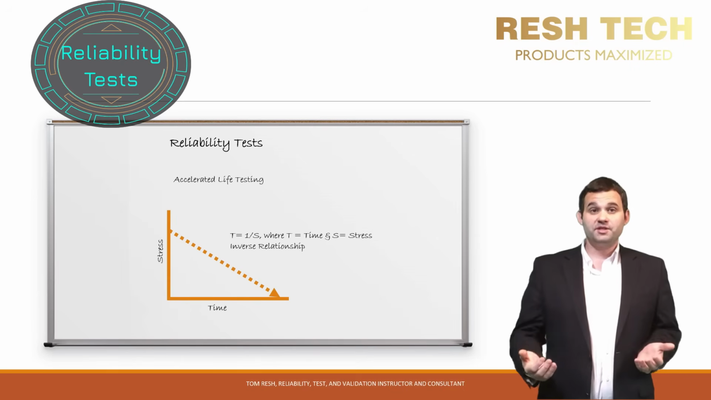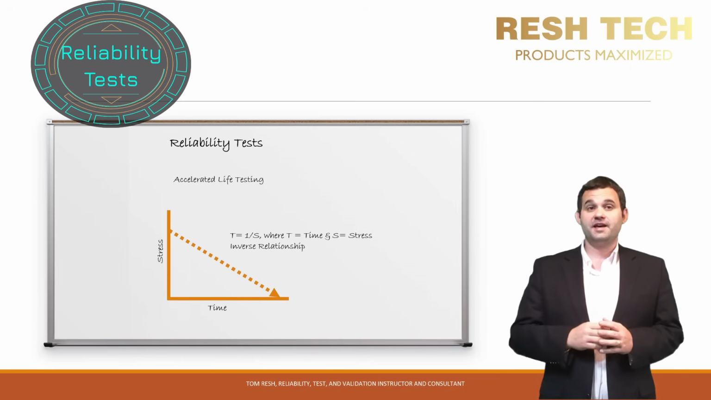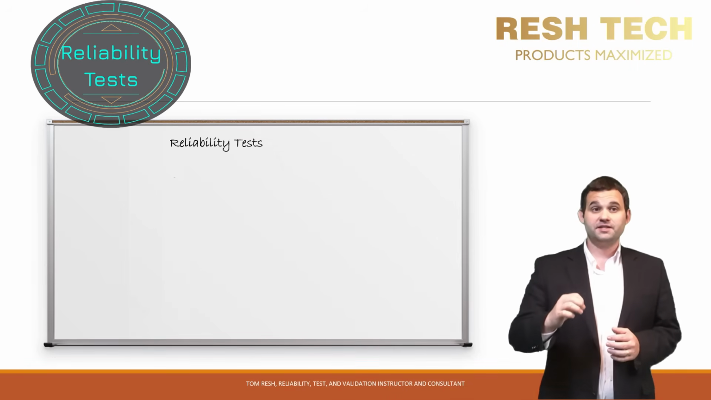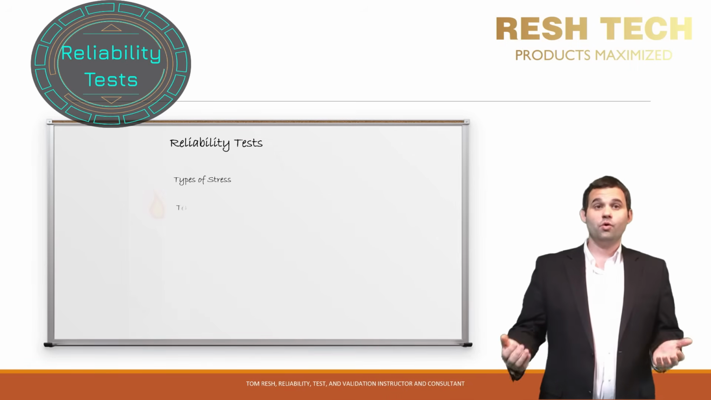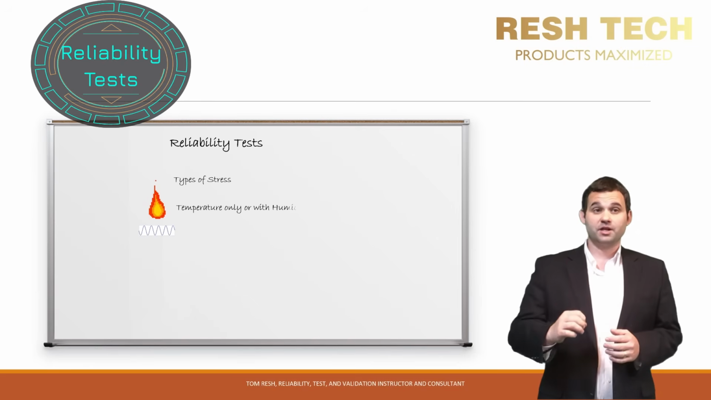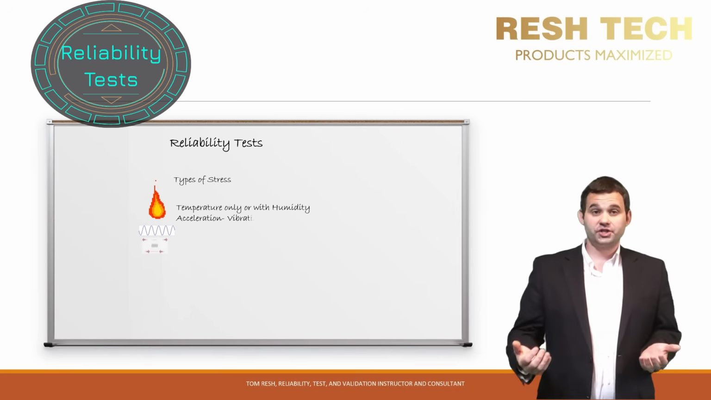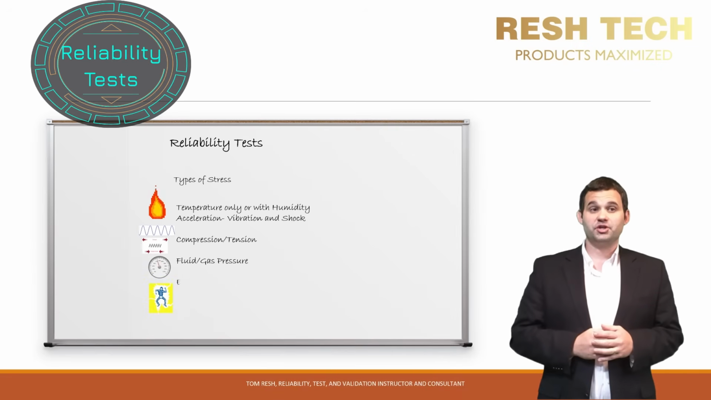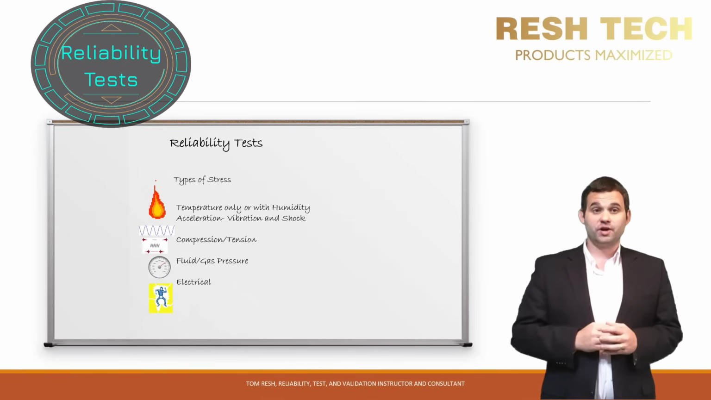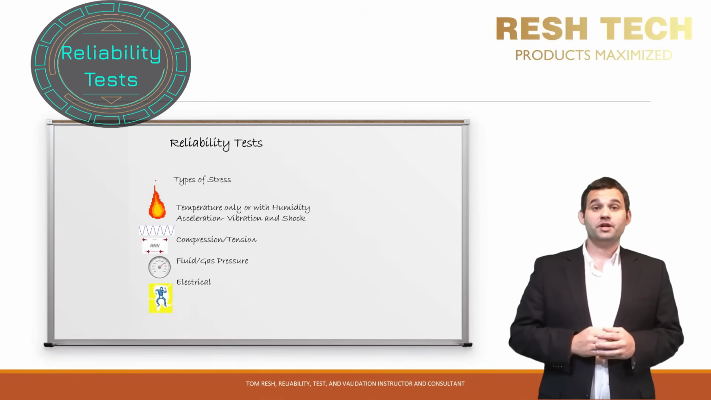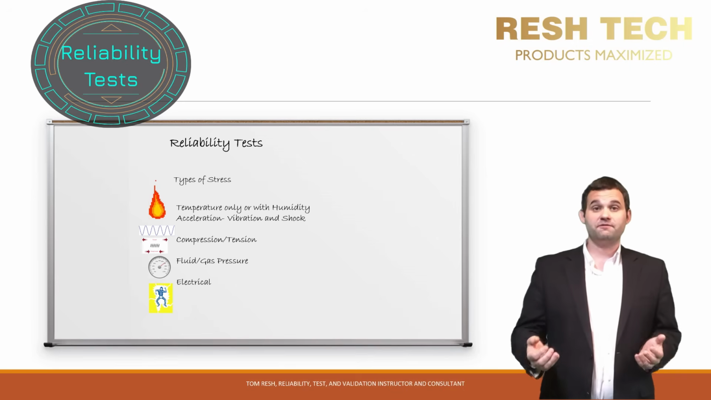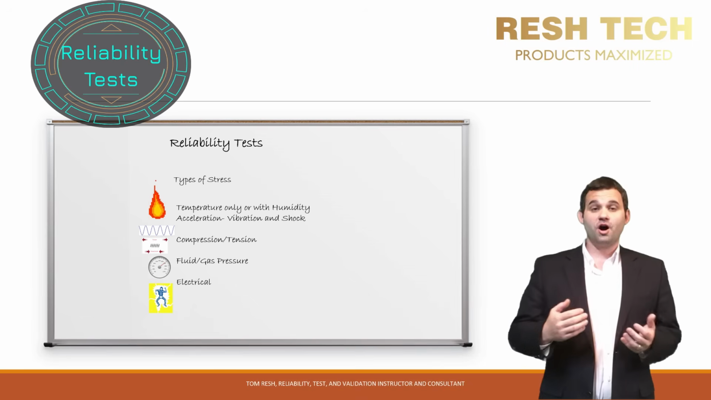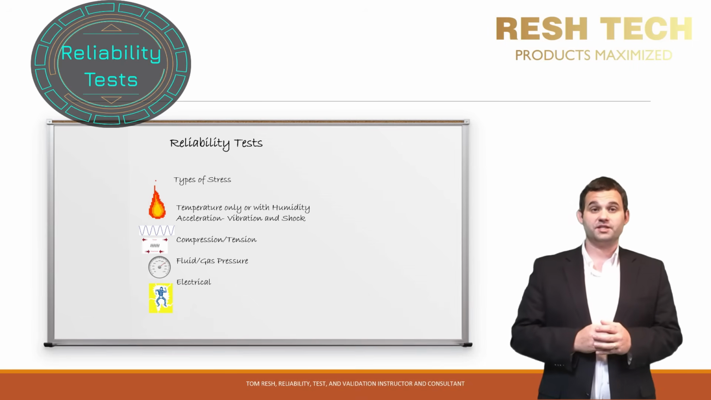We have been talking about stress, so let's go ahead and cover a few types of stresses that can fatigue a system. Types of stresses include temperature, only or with humidity, acceleration, vibration or shock, compression, tension, fluid and gas pressure, and electrical stresses. There are equations for developing an acceleration factor for time compression to a reliability test for all the types of stress inputs we just talked about.